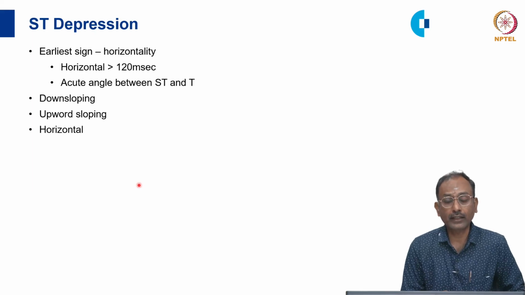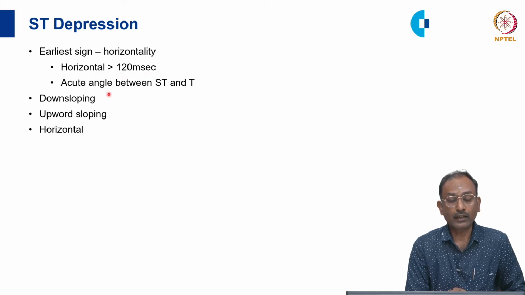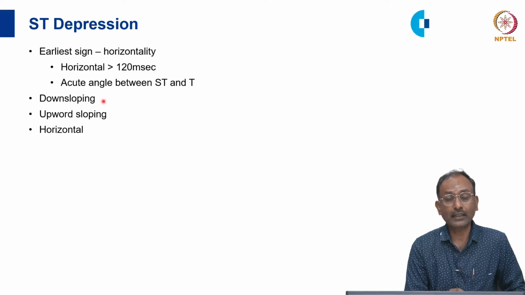Then coming to the second important ECG finding in myocardial ischemia, that is ST depression. The earliest sign is the horizontality of the ST segment. The horizontal segment is more than 120 milliseconds, with an acute angle between ST and T. The classical ST segment depression in any ischemic injury will be a downsloping ST segment depression, whereas upward sloping is not indicative of ischemia.